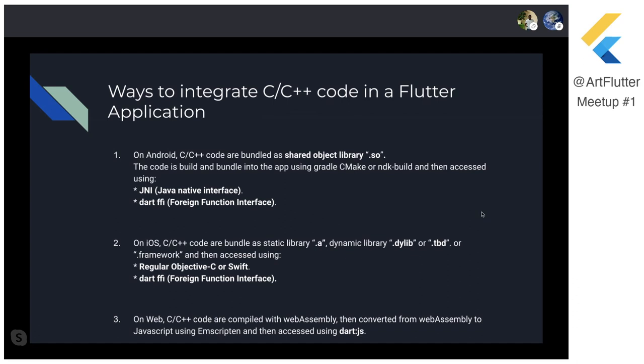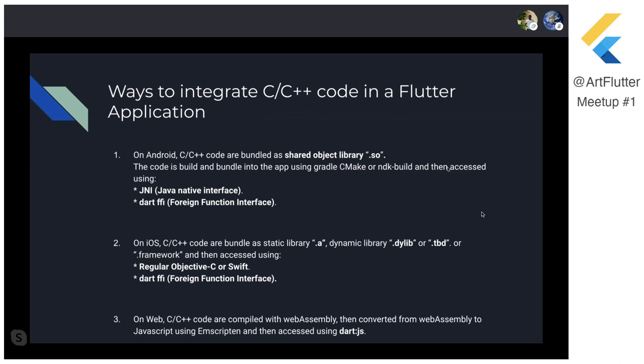And on iOS, if you want to integrate C and C++ code, you will have to bundle it as a static library or as a dynamic library or as a text-based dynamic library or a framework. And you can then access it using Objective-C or Swift or Dart FFI and so forth.